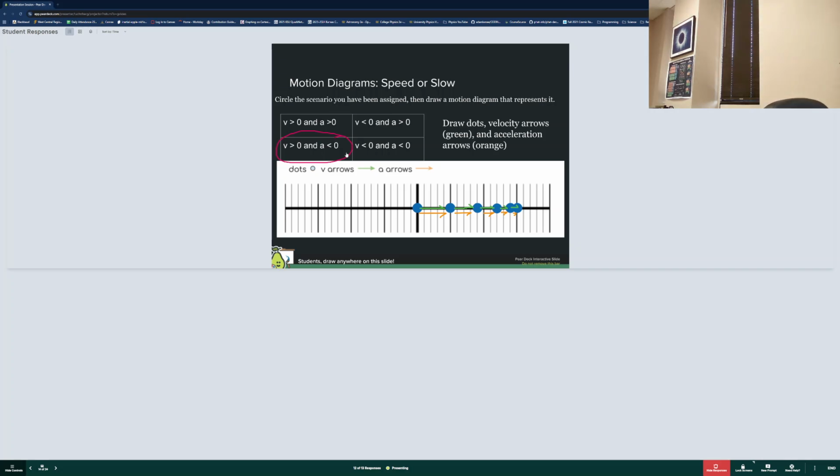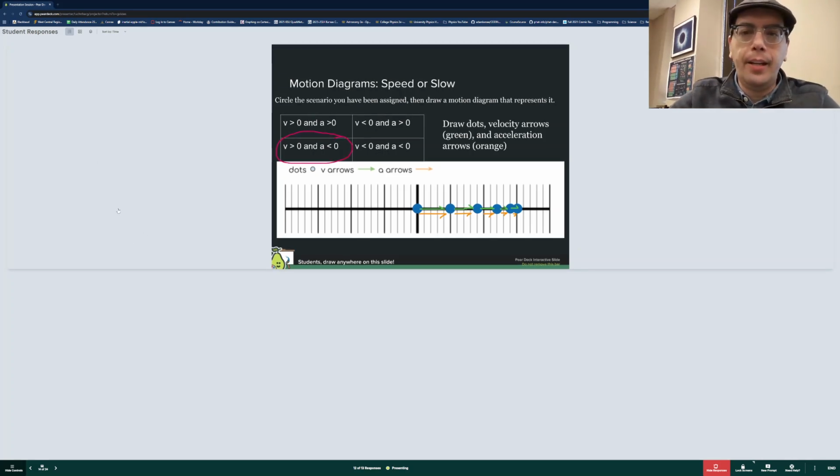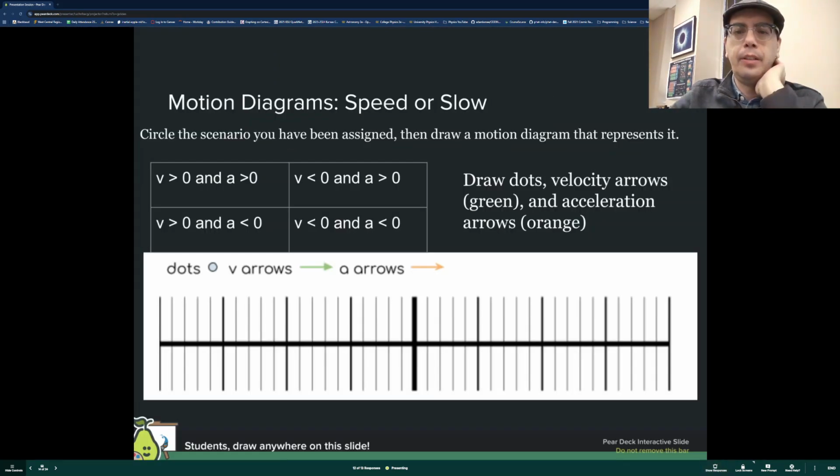The dots and green arrows are more important to me than the orange arrows, but this is what those would look like. If you wanted the size of the arrow to be exactly right, the length of the orange arrow would be the number of tick marks difference in the lengths of the green arrows. So this green arrow is 5 and this one is 4. So you would try to make it one tick mark pointing to the left. You don't have to do that, but yeah. Any questions about that? Okay. And then the last one.